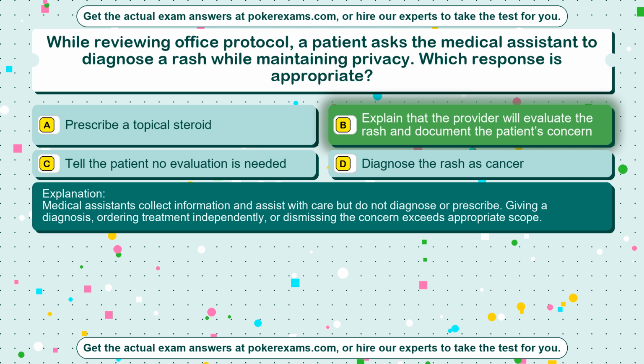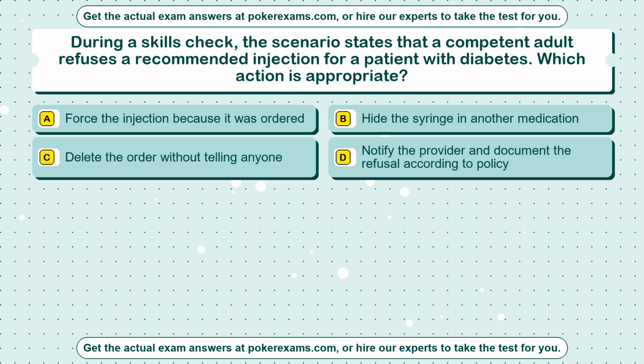Giving a diagnosis, ordering treatment independently, or dismissing the concern exceeds appropriate scope. Question 78. During a skills check, the scenario states that a competent adult refuses a recommended injection for a patient with diabetes. Which action is appropriate?